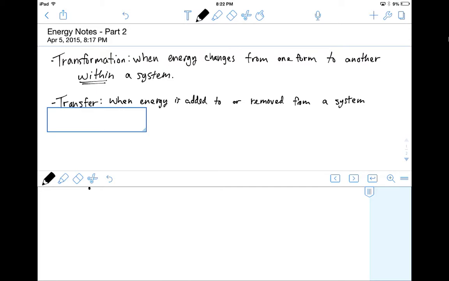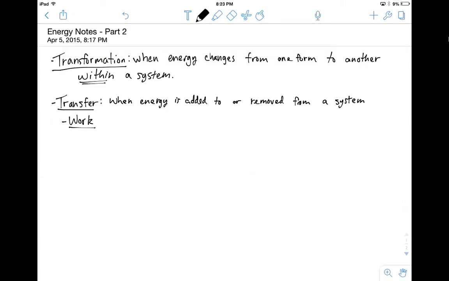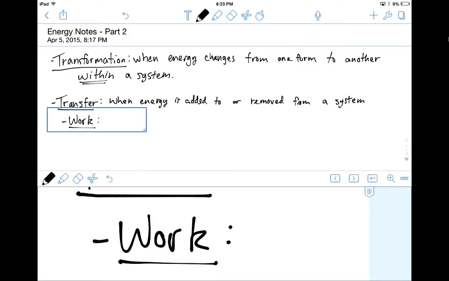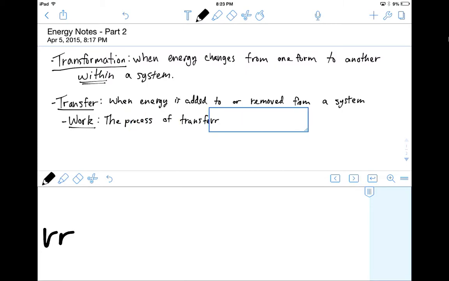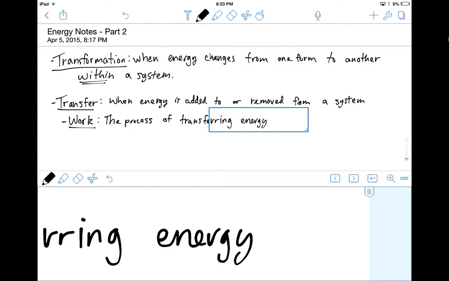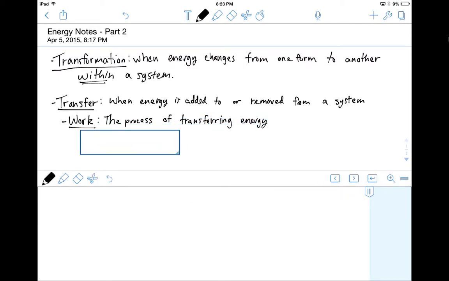Okay, and that definition brings us to another definition, and that's work. And here, I'll go back and underline all these things. So transfer, transformation, work. Okay, so work, remember that we say work is the process of transferring energy. Okay, so remember that means that if energy is added to or removed from a system, then work has been done. So remember that I stood in front of the room for work and I talked about me pushing a student. I would be doing work on him, and if he pushes me, then he's doing work on me.